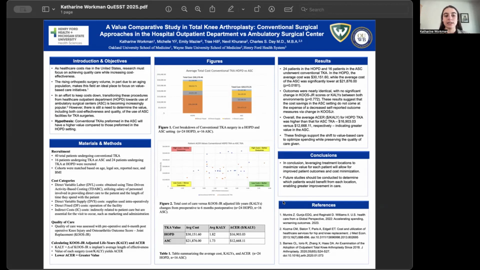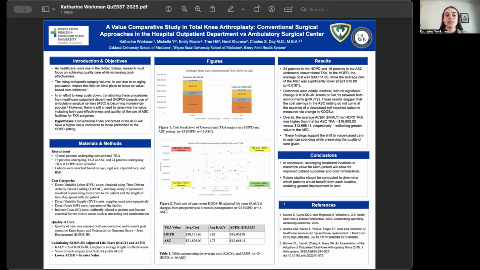So next we looked at direct variable supply. These were just the supplies that you use for the procedure. And then we looked at direct fixed costs, which include just the operation of the facility, and indirect costs for things that have to happen but aren't necessarily directly related to the patient, such as administrative tasks.